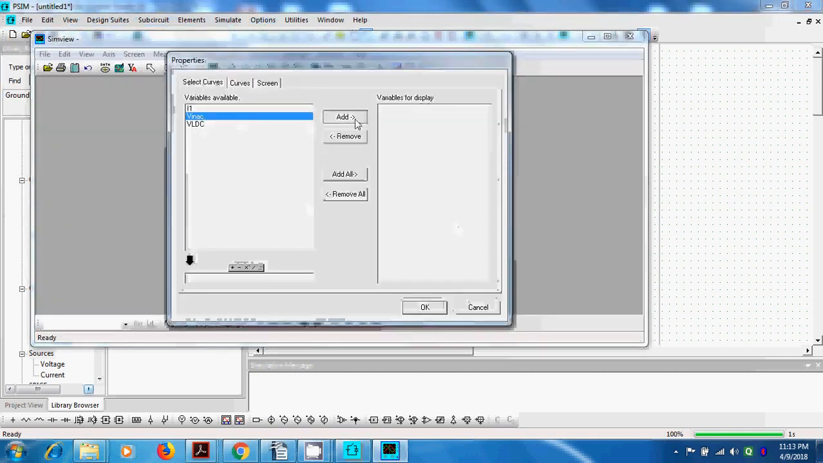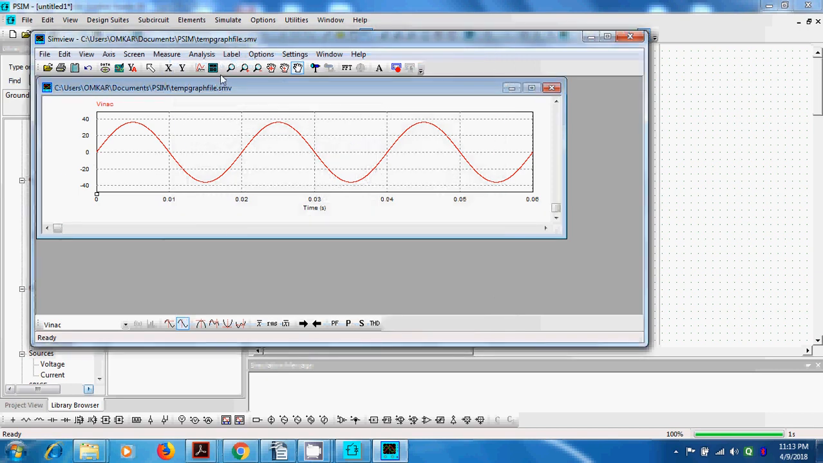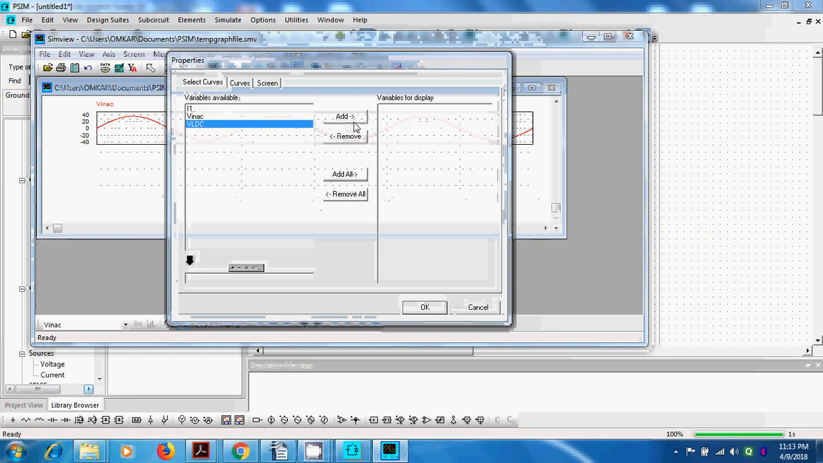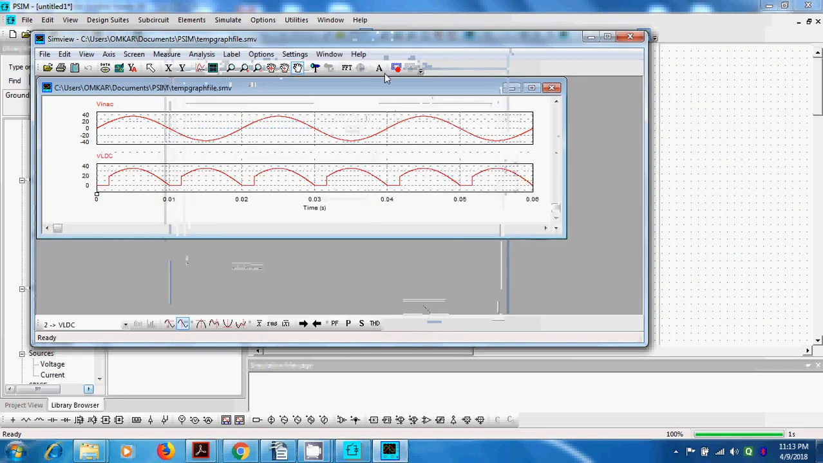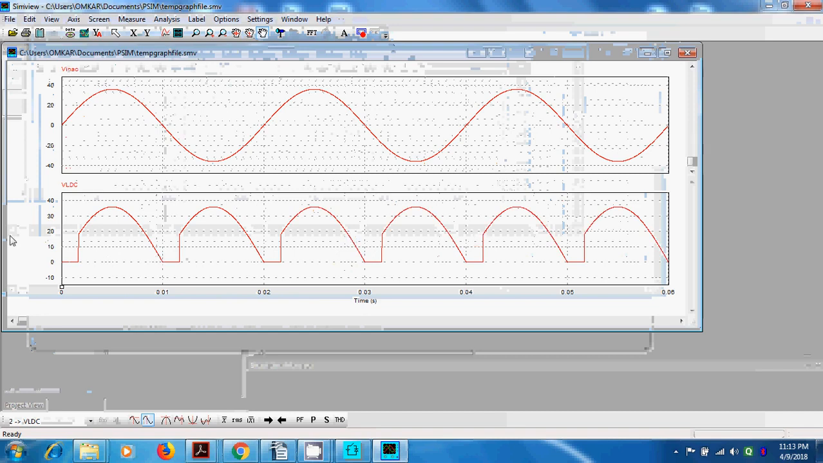First is the input AC voltage waveform I want to see. Yes, it's the input AC voltage. So this is from 0 to 2 pi. So this is half cycle. This is a complete 1 cycle. So such 3 cycles can be seen here. Similarly, I want to see the output voltage VLDC. Let us see. Yes, so this is my output voltage.